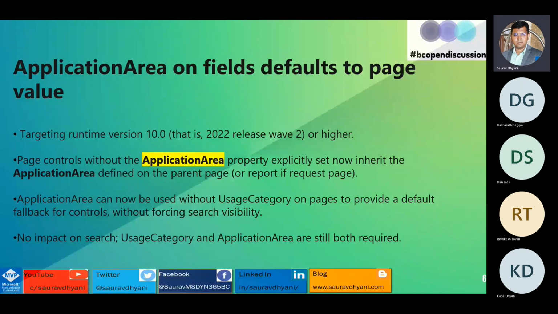But remember, there is no change on users category. For searchability, you will still have to use the users category if it's a list page or if it's a report or if it's a setup page. So that remains as it is, but that is at the page level, not at the field level. So again, whatever I was assuming is incorrect. Application area is not required when you're creating new pages and new reports. But if you're extending the base Microsoft pages, it'll still be required.